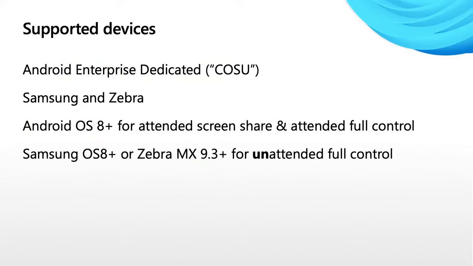Remote Help for Android requires that the device is enrolled in Intune as Android Enterprise Dedicated, also known as corporate-owned single use. Remote Help is supported on select Samsung and Zebra devices. To use attended screen share and attended full control, the device has to be running Android OS 8 or higher. For unattended full control, the device needs to be either a Samsung device running OS 8 or higher, or a Zebra device, also on OS 8 or higher, that also runs MX 9.3 and above.